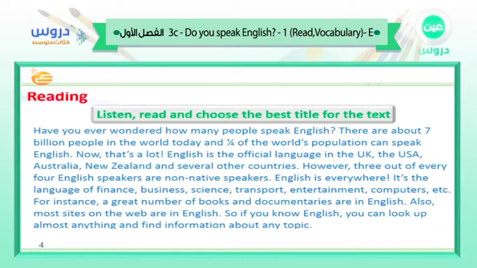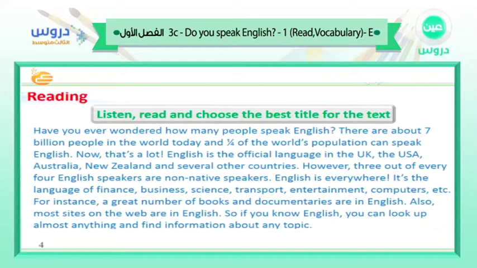We just warmed up and read, then choose the best title for the text. Let's listen, everybody. 3C, Do you speak English? 1. Read. B. Listen, read, and choose the best title for the text.